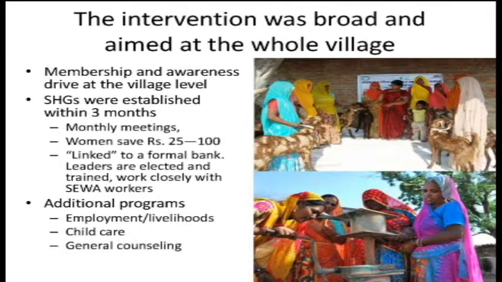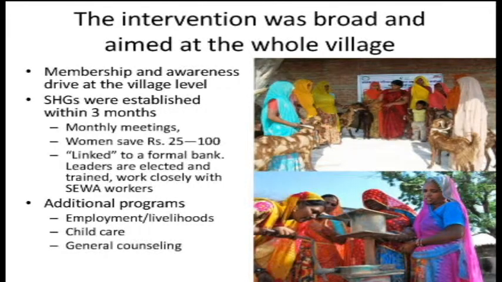So it starts out with a membership and awareness drive at the village level. Then the self-help groups were established by women who volunteered and wanted to take part in these organizations, within 3 months from the first time the NGOs showed up at these villages. The way they were organized was that the women should meet monthly and save a certain amount of money, which varied a little between different groups, between 25 and 100 rupees each individual in the group, monthly.